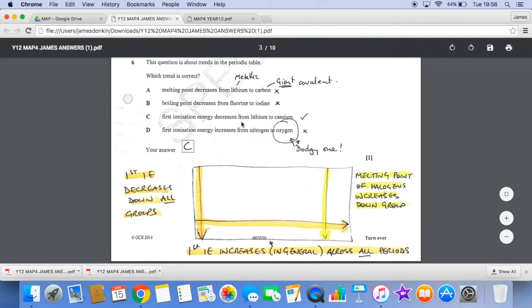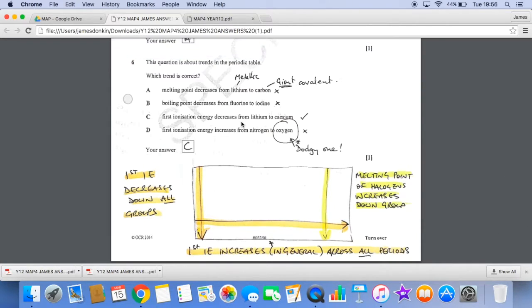The first ionization energy decreases from lithium to cesium. First ionization energy decreases down every group. So that is actually a correct statement. So the answer is C. We'll just talk about D. The first ionization energy is increased from nitrogen to oxygen. Oxygen's one of those dodgy ones where the first ionization energy actually drops a little bit, and so that statement isn't correct. So the answer was C.